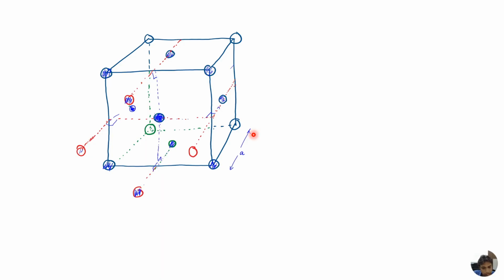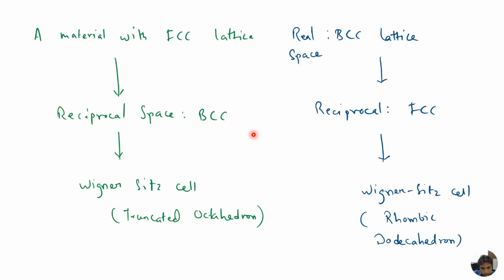But if you see the explanation in the next slide, for a material with a reciprocal BCC, you are talking about Wigner-Seitz cells of a truncated octahedron. If we start with the reciprocal lattice space of BCC only, you will see a truncated octahedron. Same thing, the reciprocal lattice of FCC gives a rhombic dodecahedron. But originally, if the real space is BCC, then the reciprocal will be FCC.